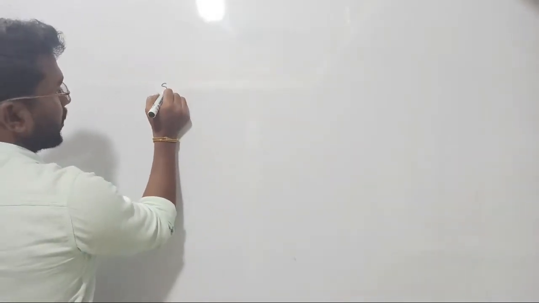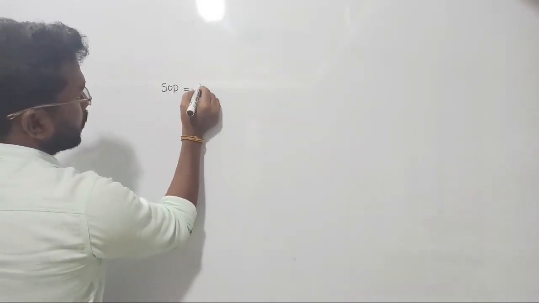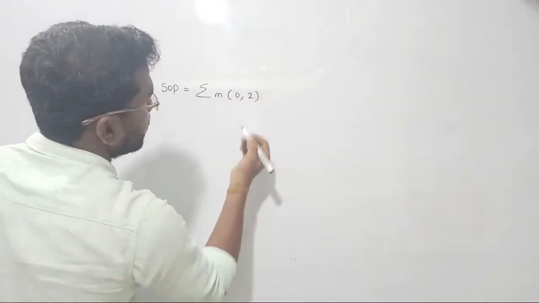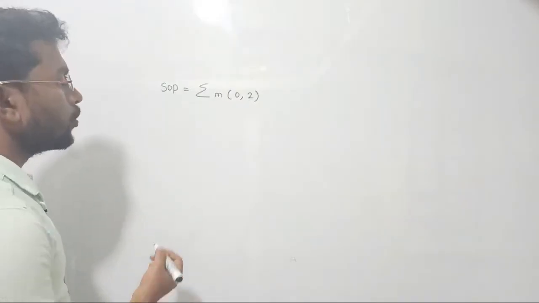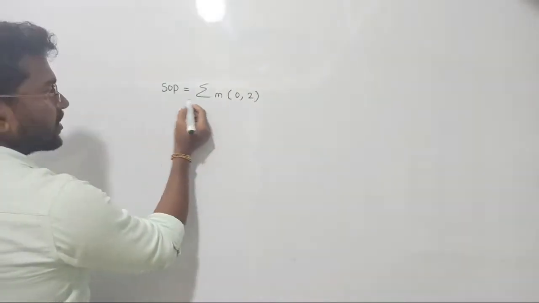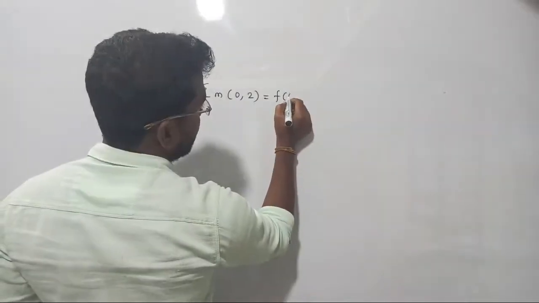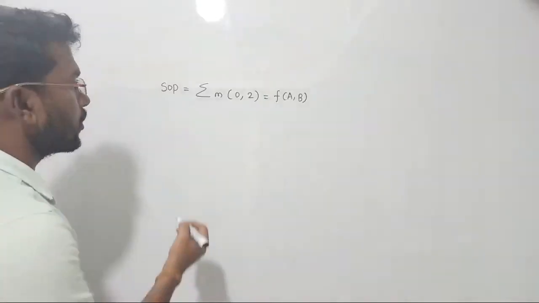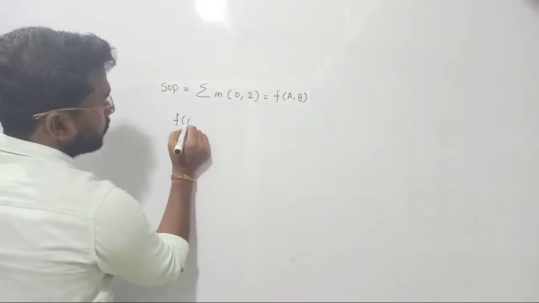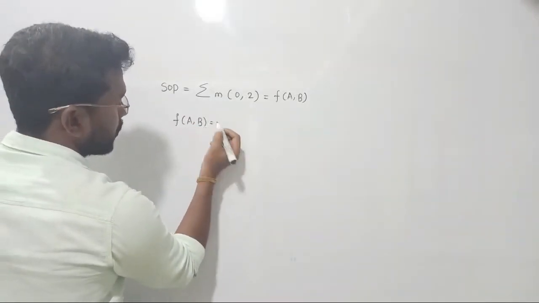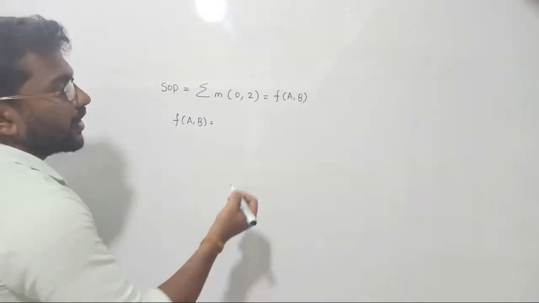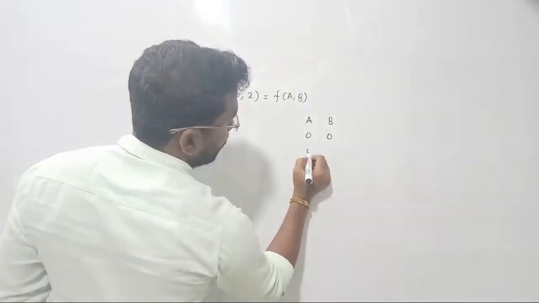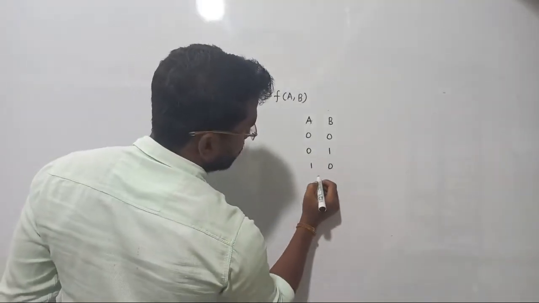Sum of product is given as sum of product term, that is sum of min term. They are considering 0 comma 2. They are considering two variables, right? Now, two variable system, here they are considering two functions a comma b. It is given like this. In sum of product form, how will you write this function? Two variables, a and b. We have four combinations for this: 00, 01, 10, 11.